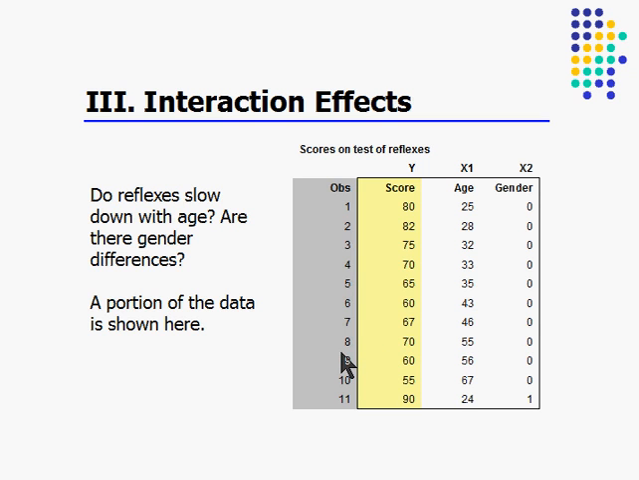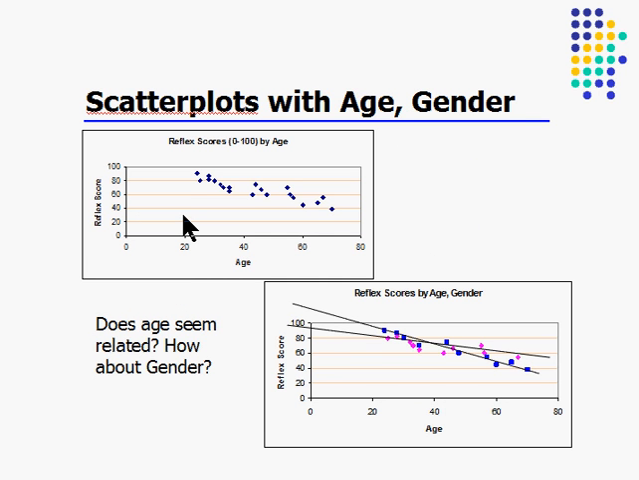Let's take a look at some data. We have observations here, and these are your reflexes, like when the doctor hits you in the knee, how far your leg kicks out. And we have the age, and we have gender. We're just looking at the first 11 observations, but we have females coded with a 0 and males coded with a 1, and we have ages and our scores for reflexes. Well, how about our data? Here it is all together.